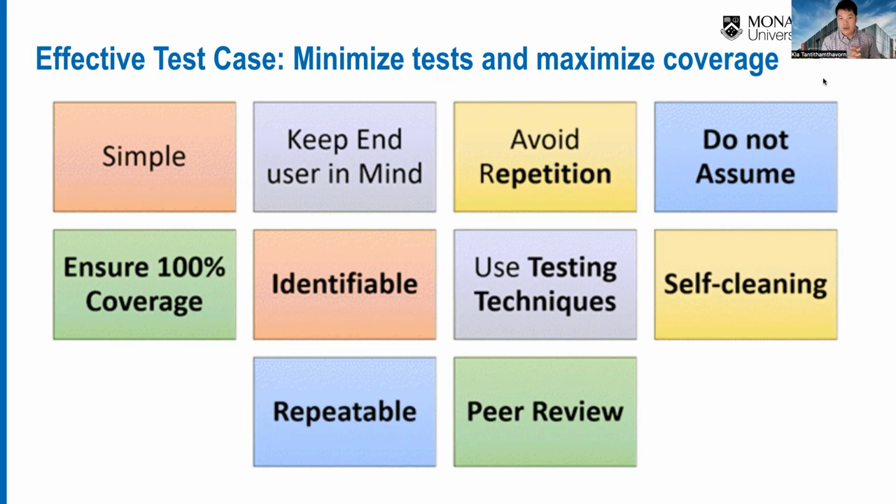And the fifth principle here, right? We should try to decide the test case to achieve 100% coverage. We will talk about what the coverage means later as well. It should be identifiable. We should use some systematic testing technique.